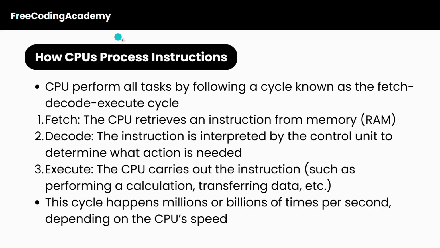So how do CPUs process instructions? CPUs perform all tasks by following a cycle known as the fetch, decode, execute cycle. First, fetch. The CPU retrieves an instruction from memory or RAM. Next, decode. The instruction is interpreted by the control unit to determine what action is needed. Third, execute. The CPU carries out the instructions, such as performing calculation, transferring data, etc. So this cycle happens millions or billions of times every second, depending on the CPU's speed.